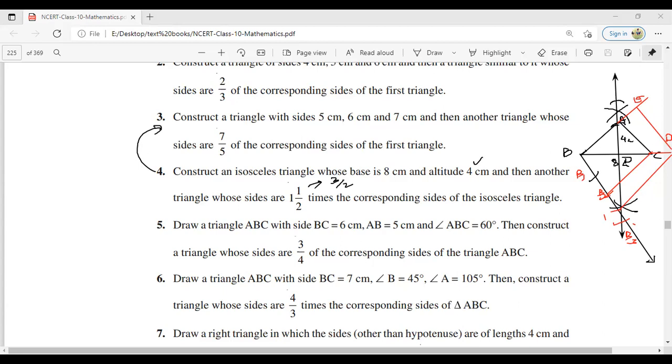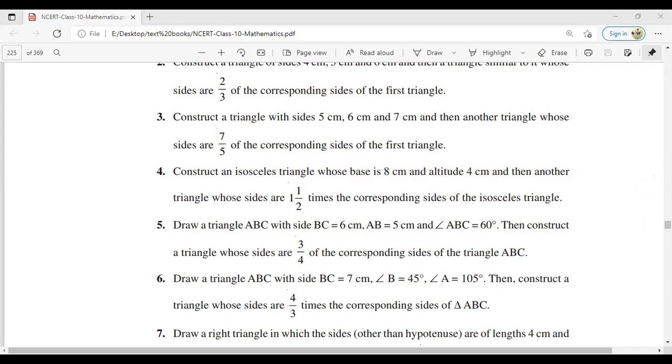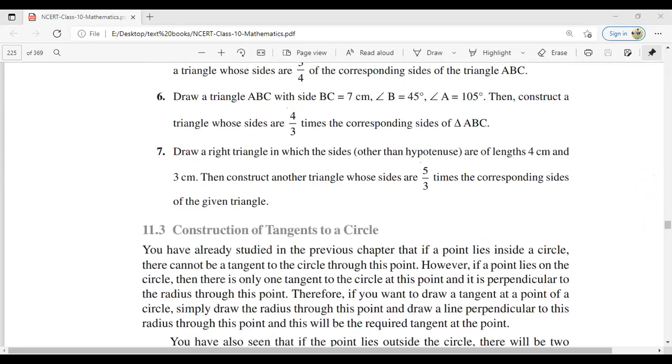Similarly, here only the drawing part is different, how to draw the first triangle with the given condition. Otherwise, now other constructions are same. Just you have to see how to draw this one, with two sides and one angle. Angle P is given, AB is given, BC is given. So you can easily draw this triangle. So that we have done in class 9th also. So like this, you can complete.